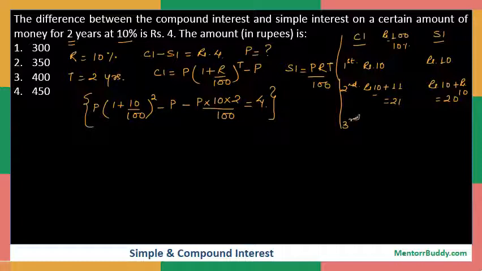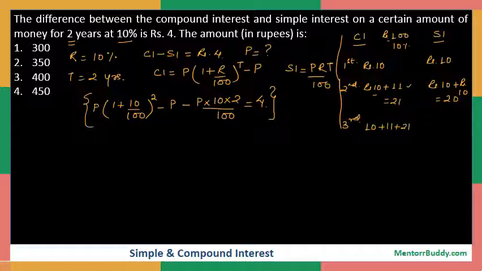Similarly, in the third year, it will be 10 rupees for the first year, 11 rupees as we calculated for the second year, and then 10% of 100 plus 21, that is 21 rupees.